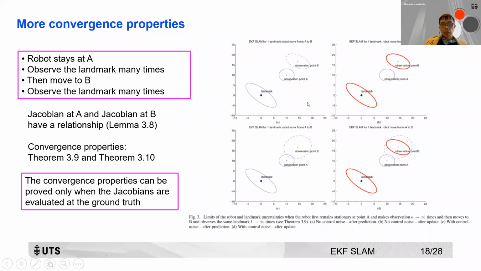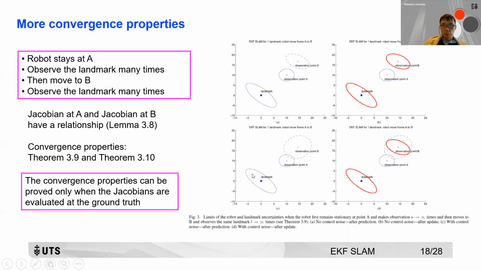But roughly speaking, it can be shown in this figure. In this top left figure, the robot stays at point A, observing the landmark many times, and then moves to point B. The uncertainty of the landmark doesn't change. Figure A is a case when there's no control noise, and figure C is when there's some control noise. When there's some control noise, the robot moves to point B and the uncertainty increases.